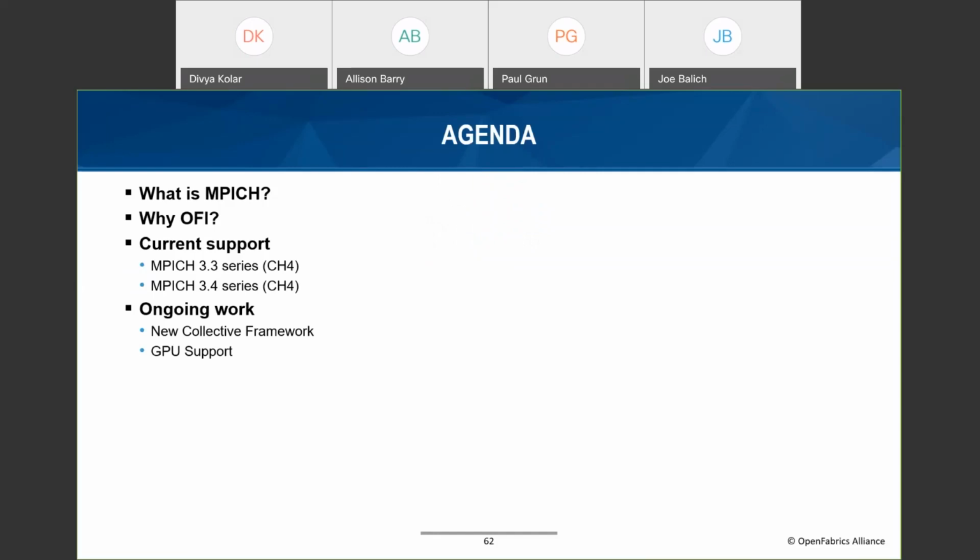So first of all, I want to talk about what is MPICH and why we chose OFI. Next we're going to see some of the details of features that we leverage from using Libfabric and what we have planned, especially for the new collective framework and GPU support, which directly targets all the future exascale machines. Next, please.